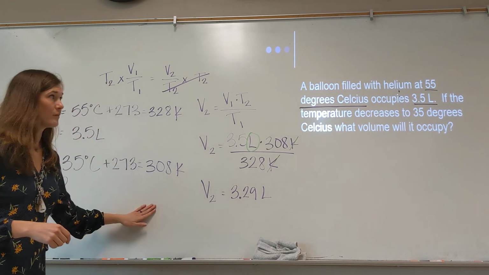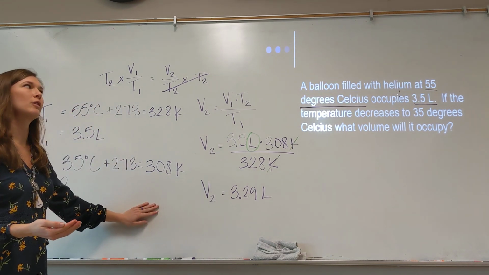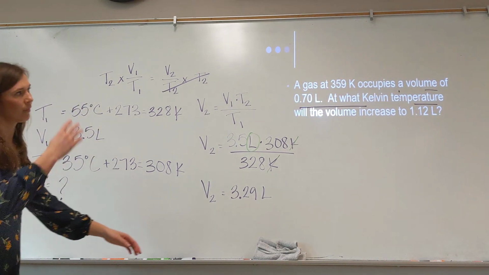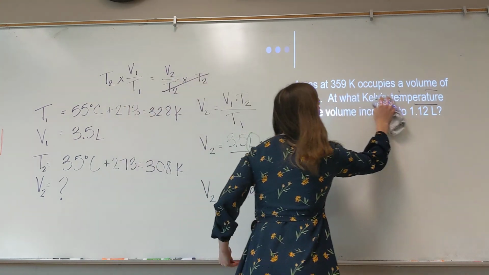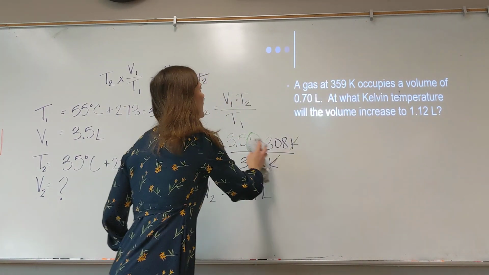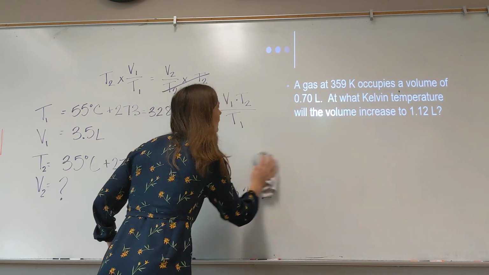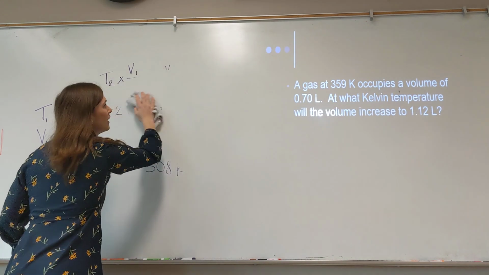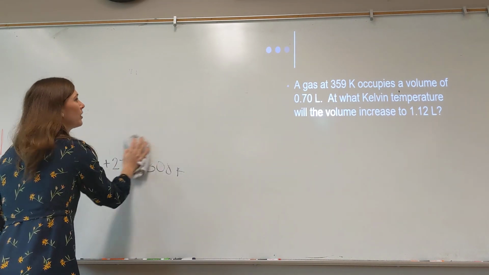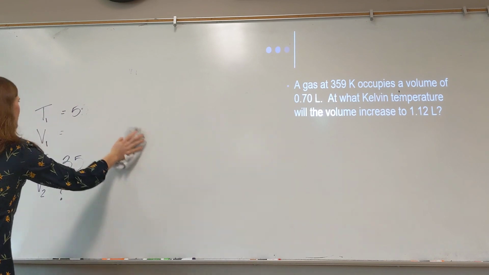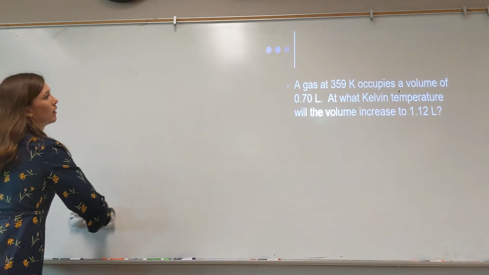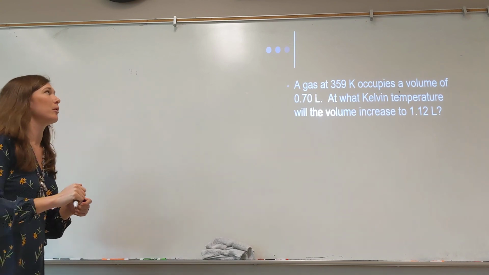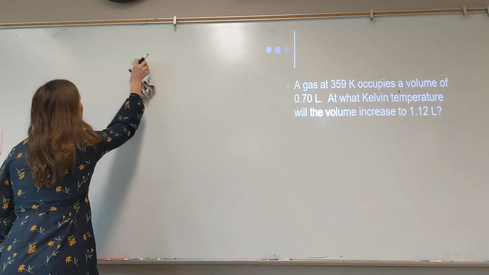All right. We're going to move on to a slightly harder problem. A gas at 359 Kelvin occupies a volume of 0.7 liters. At what Kelvin temperature will the volume increase to 1.12 liters? All right, so just like my last problem, I'm going to write down all of the variables that I'm given.